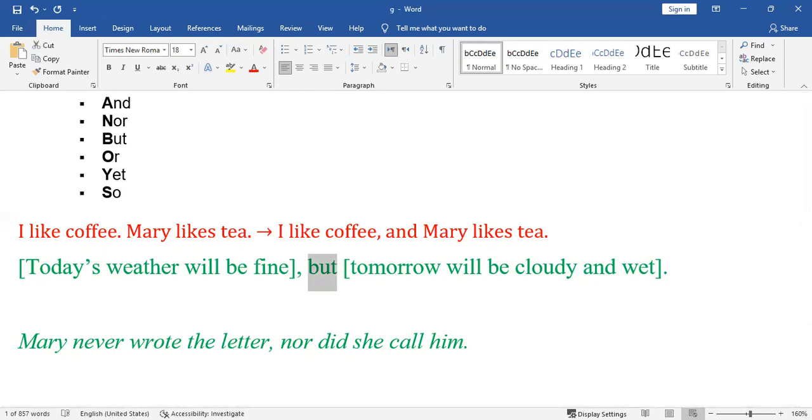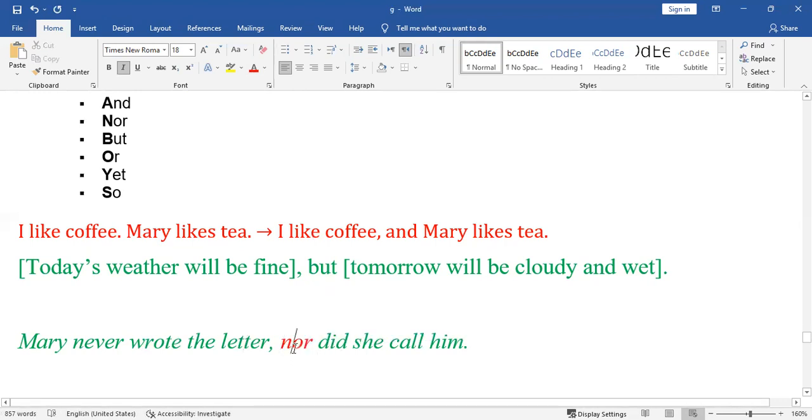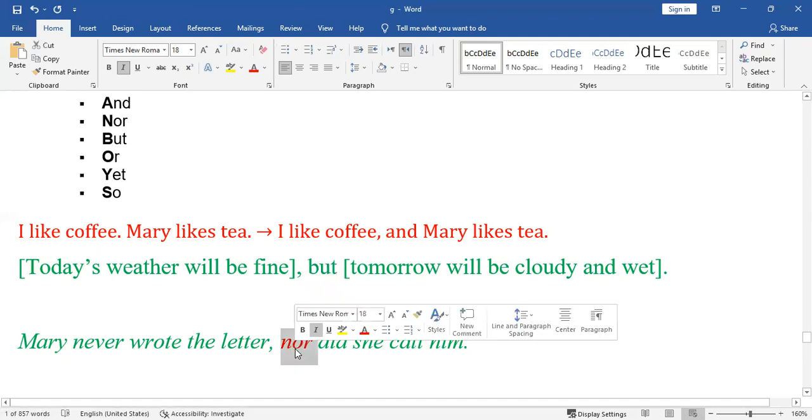Two independent clauses. Mary never wrote the letter. No, did she call him? يبقى أنا هنا عندي برضو Mary never wrote the letter. This is an independent clause. Did she call him? هنا في inversion. يعني ايه؟ يعني تقديم للفعل المساعد على الفاعل. Did she call him؟ عشان خاطر نور، لكن ده مش سؤال ولا حاجة. الانفيرجن هنا عشان خاطر في نور في الأول، في أول الكلوز.